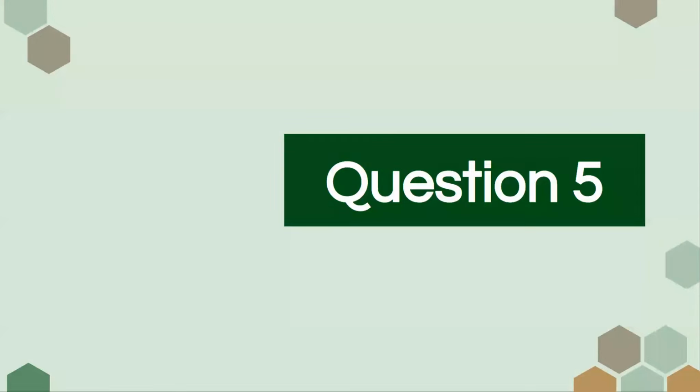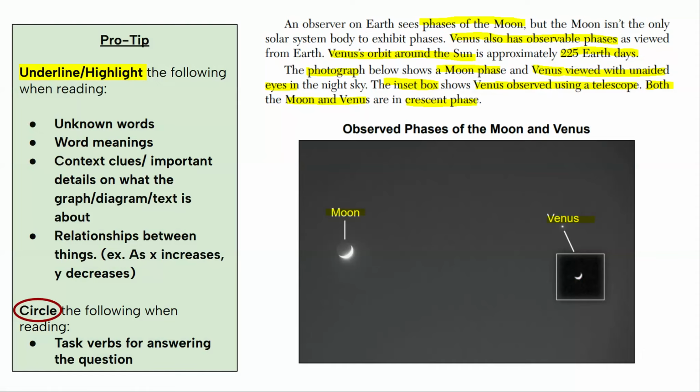Hi everyone, today we're going to talk about question 5 on the Earth and Space Science June 2025 Regents exam. So let's get started. Always underline or highlight any unknown words, word meanings, context clues, and important details that are given to you on what everything is about, relationships between things, and circle task verbs that are given to you to answer the question. So let's get started.